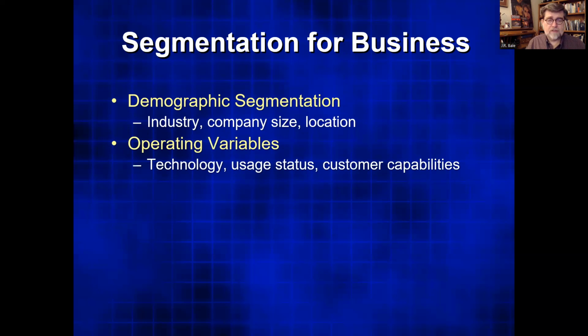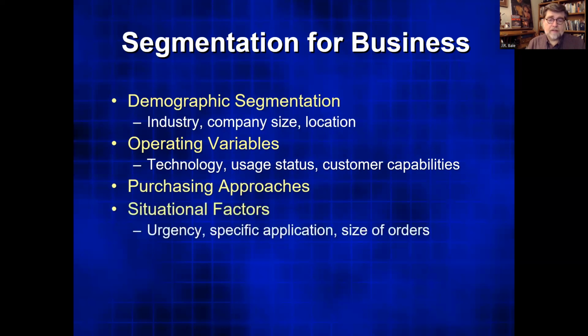What's their user status? What are their capabilities? Are they able to use whatever product you are selling? Do they have that capability? What are their purchasing approaches? How do they buy things? Do they do bids? Are they more impulse buyers? That sort of thing. Other situational factors, such as urgency. When they need to buy, do they need to buy quickly, or again, do they have a longer range? And any specific applications or size of orders. There's all sorts of factors that companies selling business products might look at.